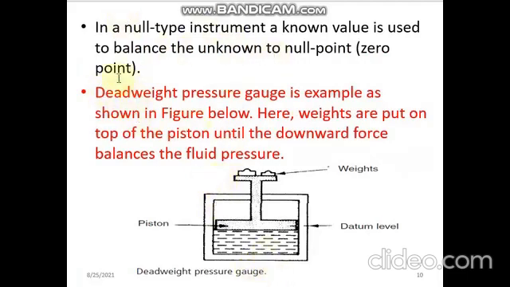And this is a typical example. We call this one a deadweight pressure gauge. And as we can see here, whenever the pressure increases, the fluid will be pushing this thing upward, and on top of the handle we place some weight to balance it so that it will be at the zero point. So whenever it balances, we can now say the weight of this load is equal to the amount of force the gas is able to produce.